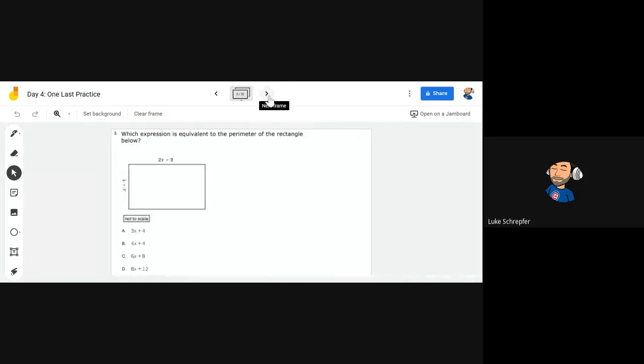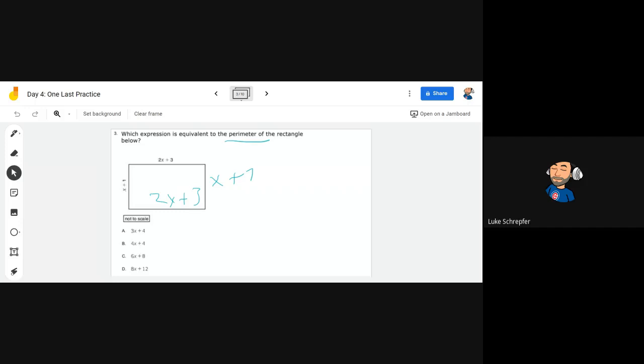Next problem. Which expression is equivalent to the perimeter of the rectangle? Now, yesterday, you should have watched the video that had the triangle problem at the very end. And this is something similar because it says perimeter. Well, perimeter means add. So I'm going to fill in my sides. So, x plus 1. And then dropping it down, 2x plus 3.